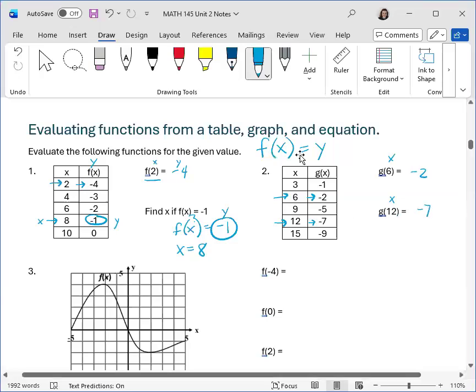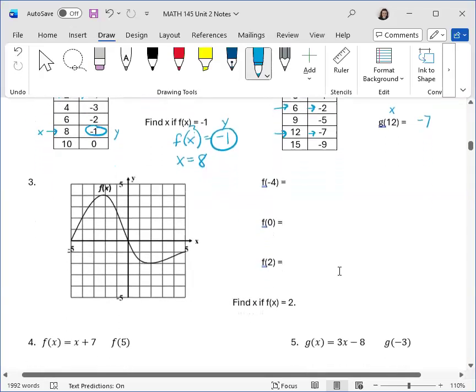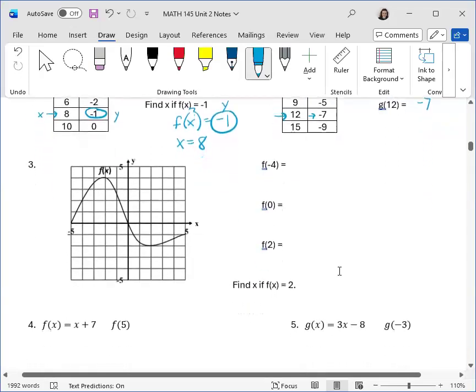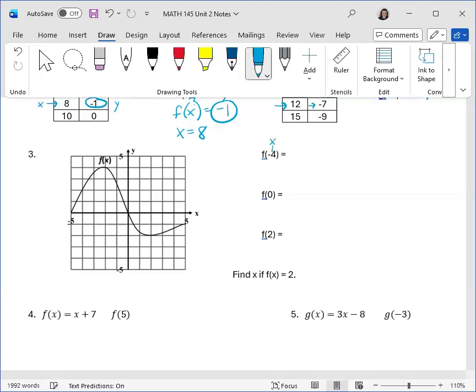We can also evaluate from a graph. Again, we just have to remember how function notation works. So if I look at this particular example, it says f of -4. So that means when x is -4, I want to know what is y.